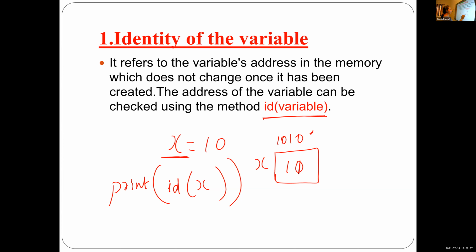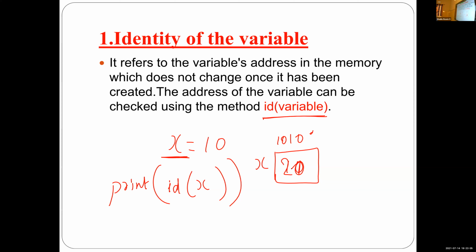We can update the value because if it is 20, there is no change in address. The value is changed, but there is no change in the address, because once we create one memory address for a variable, there is no change for that address. We can change the content. So it refers to the variable's address in the memory, which does not change once it has been created.